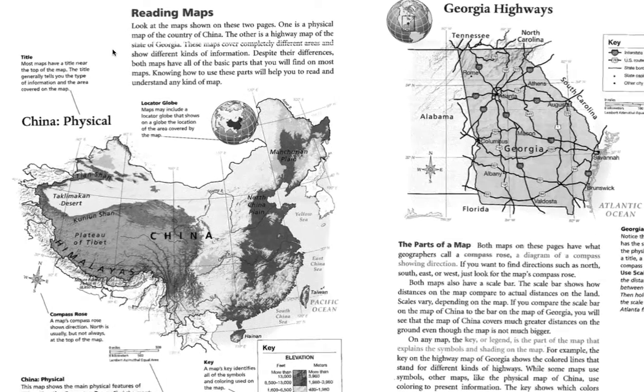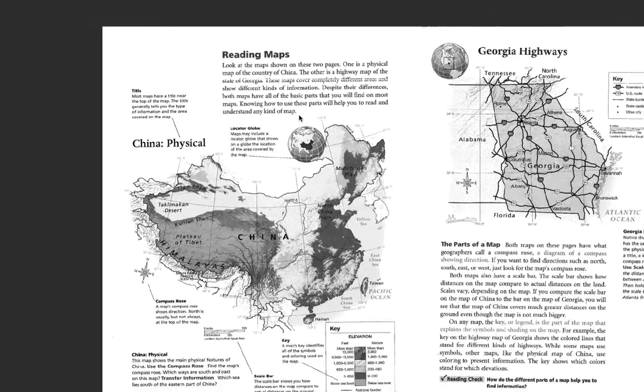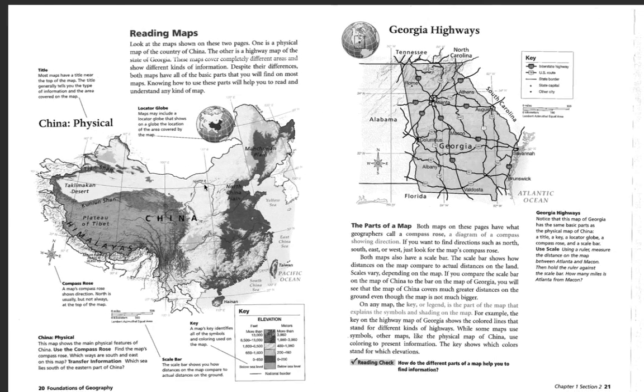Okay, next let's talk about reading maps. Look at the map shown on these two pages. One is a physical map of the country of China. The other is a highway map of the state of Georgia.